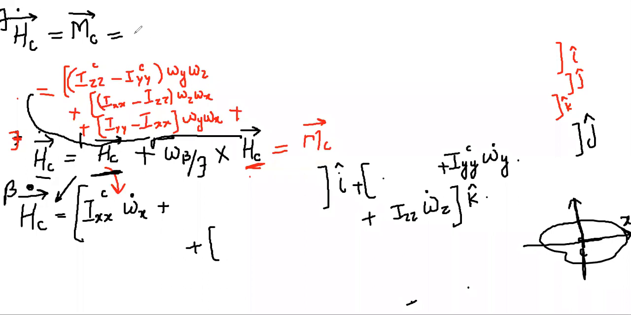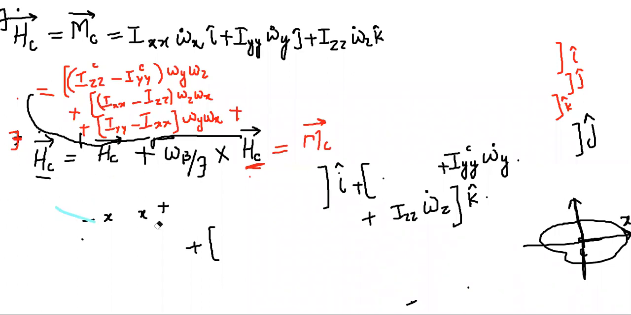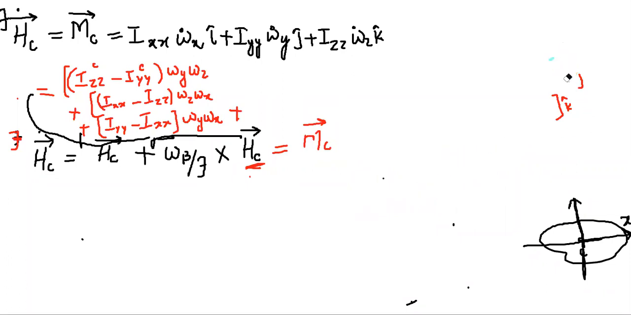The derivative of HC is this, that is Ixx omega x dot about i cap, plus Iyy omega y dot about j cap, plus the last component is Izz omega z dot k cap. This is done, fine. So I will rub this expression as well. This we have written, so we'll clean it.